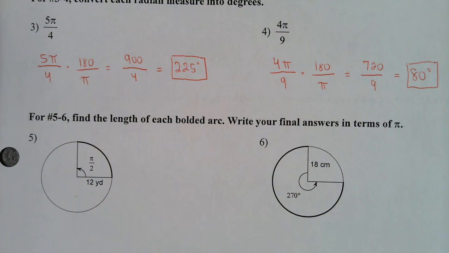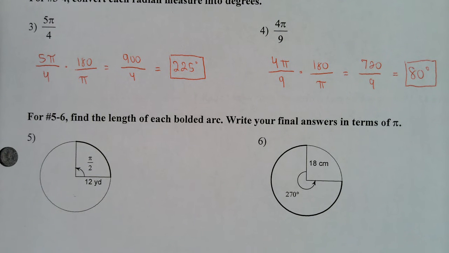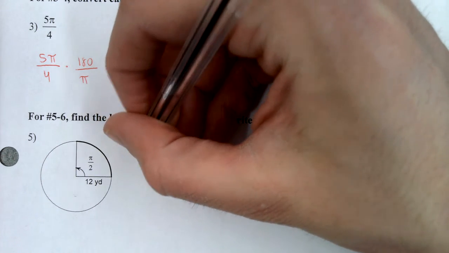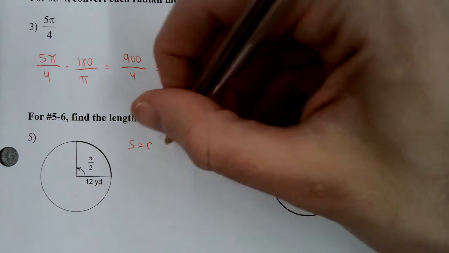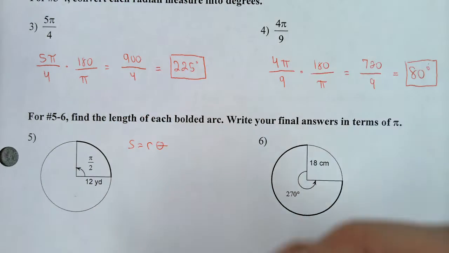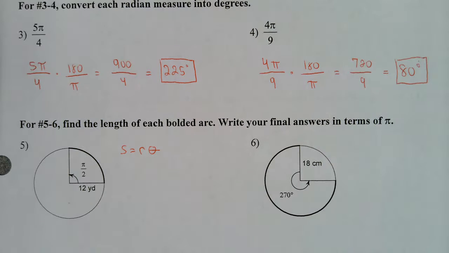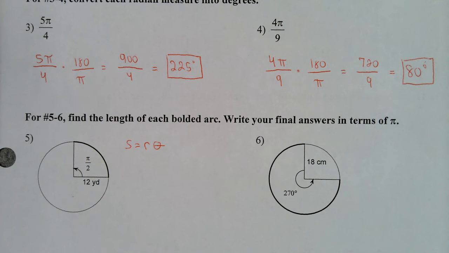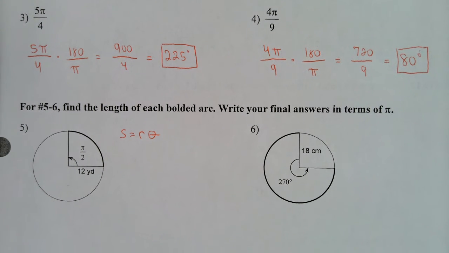Number 5 and number 6. Find the length of each bolded arc. Write your final answer in terms of pi. The arc length formula is s for arc length equals the radius r times the angle theta. The angle must be in radians. Number 5 is, and number 6 is not, so number 6 is going to be more difficult.